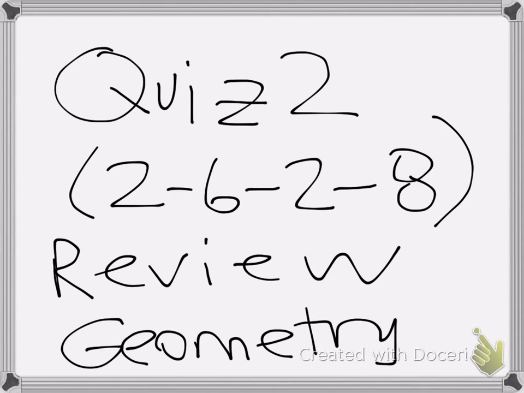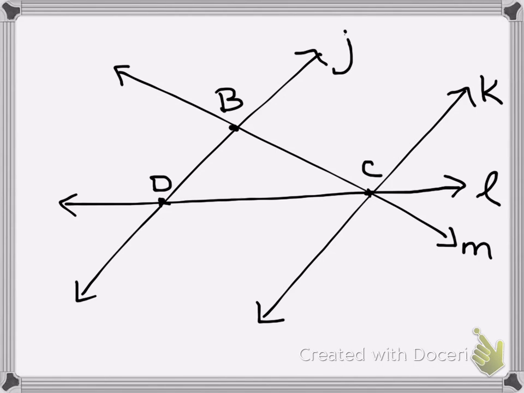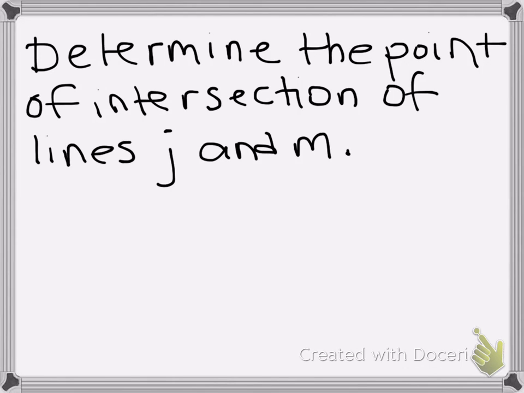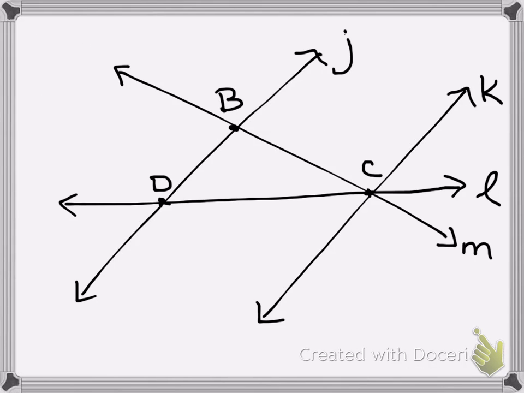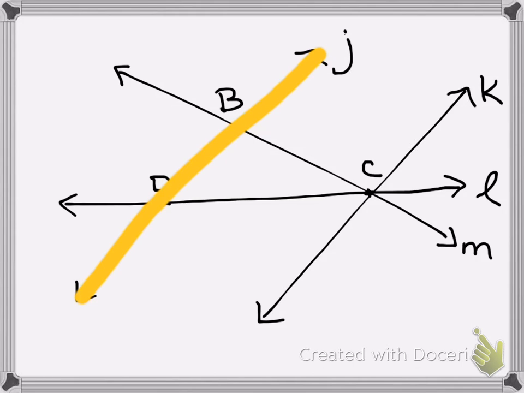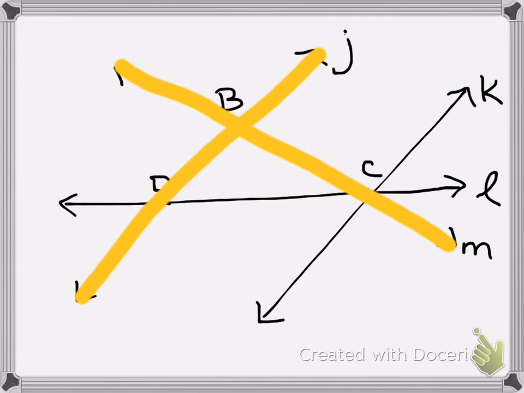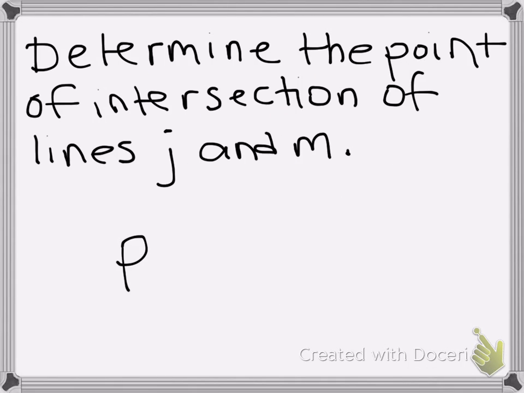Today we're reviewing lessons 2.6 through 2.8 for geometry. Here we have a figure to look at, and we're going to be asked a question on the next page. It says, determine the point of intersection of lines J and M. So if we're looking at line J here and line M here, we can see that they clearly intersect at point B here. So we would put as our answer point B.